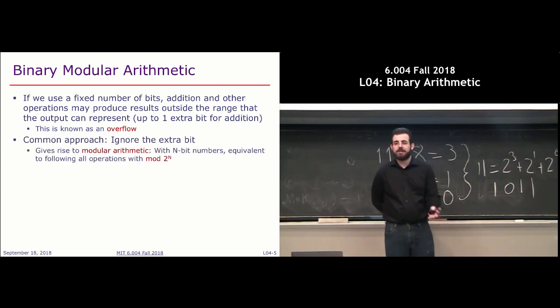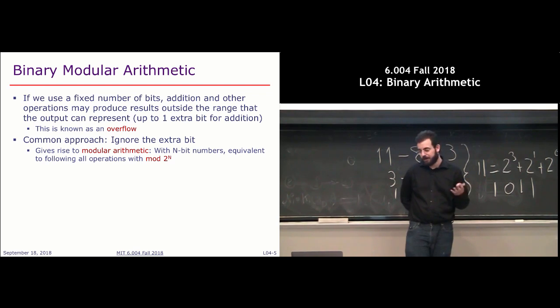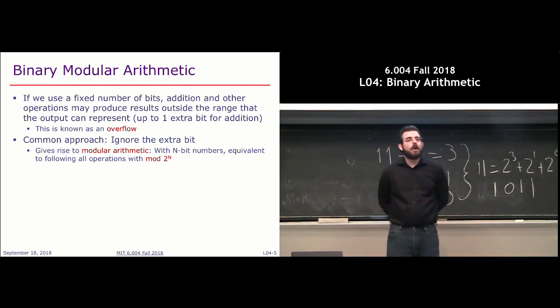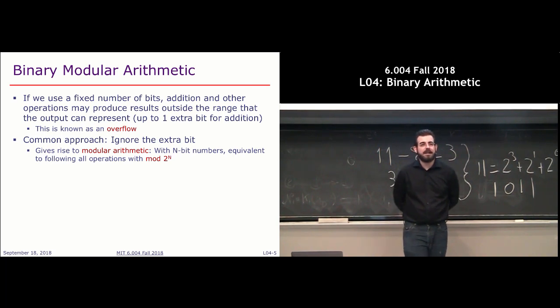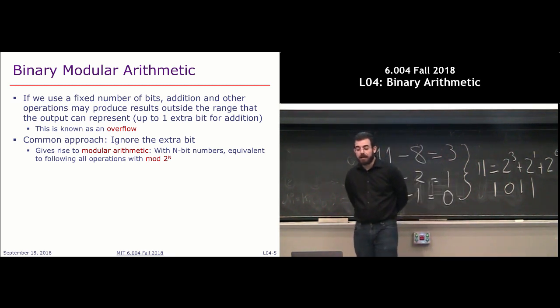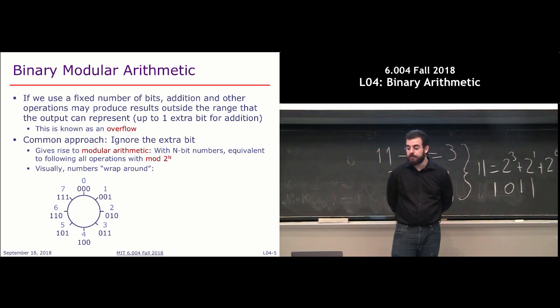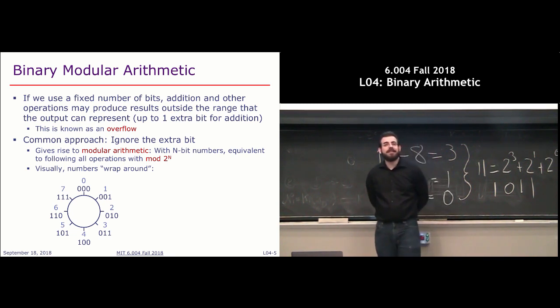And the common approach to handle overflow is to just throw out these extra bits. So for example, with addition, you can get an extra bit. This is what we call an overflow bit. And if we just ignore it, this is essentially the same as what we call modular arithmetic. So this is the same as following each operation by modulo 2 to the power of n, where n is the number of bits that you can represent, right? And so modular arithmetic has a lot of very nice properties.